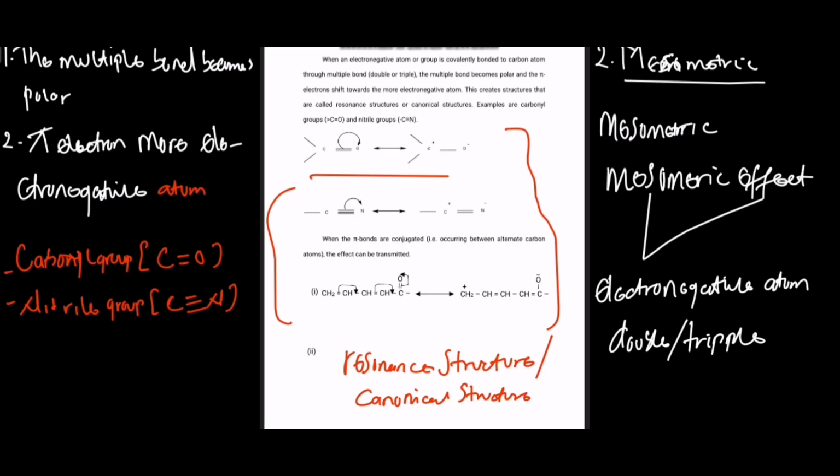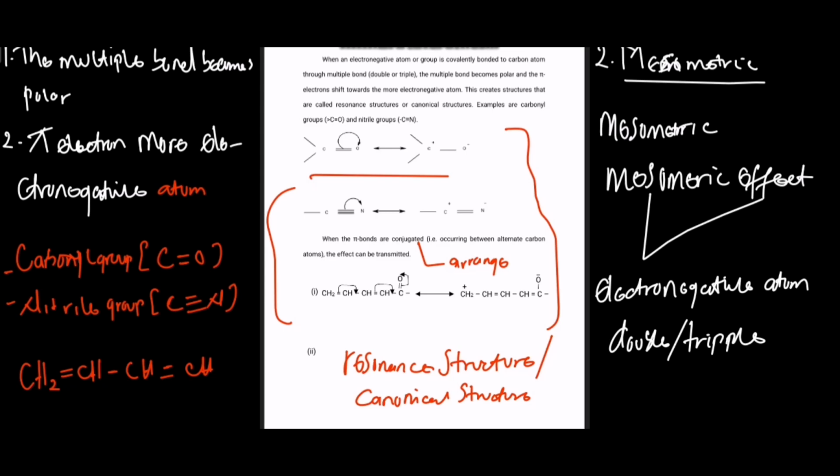Please take note of this: conjugation only happens when pi bonds are arranged in an alternating pattern. If you check the example from your slide, you find that we have CH2 double bond CH, single bond CH, double bond CH. That is what you will see on your slide.